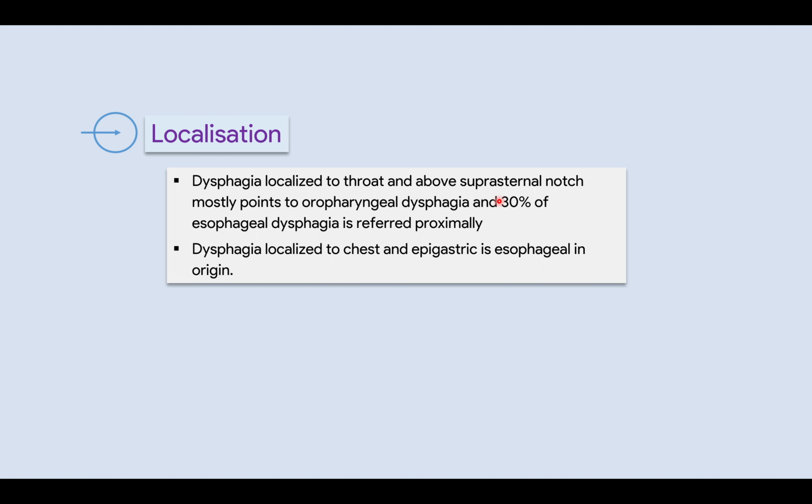As we know, the oral and pharyngeal phases mostly involve the mouth and pharynx, and the esophagus is involved in the esophageal phase. So we can easily localize whether the dysphagia is of the oropharyngeal type or the esophageal type.